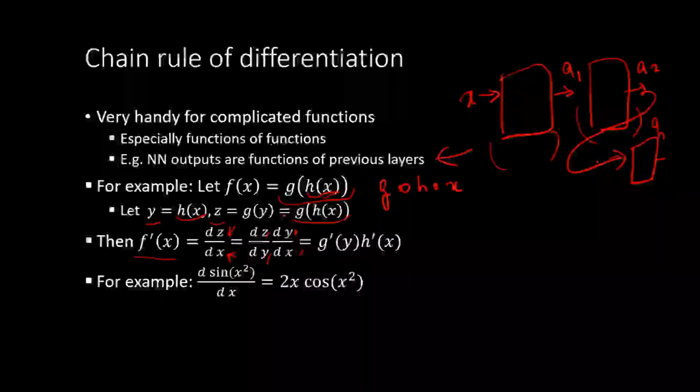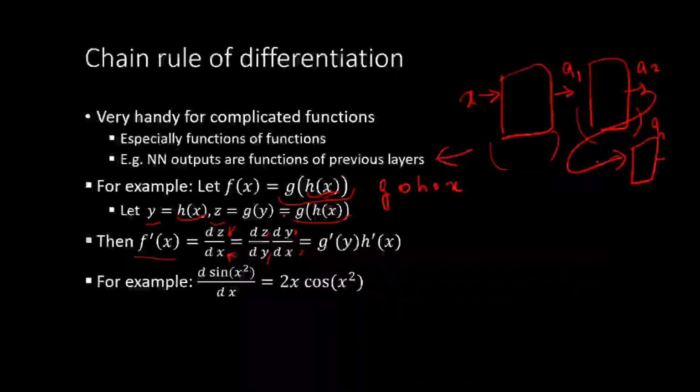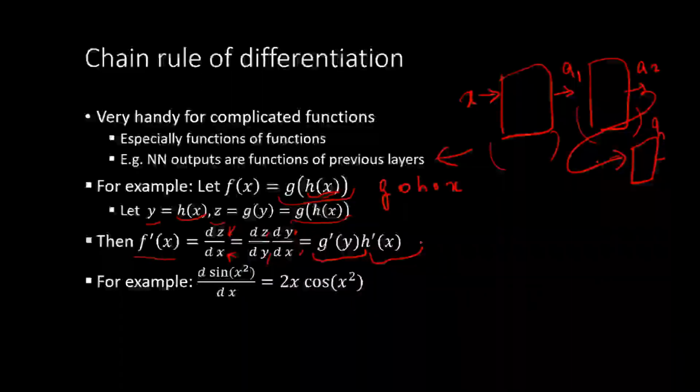So we have these individual derivatives, which may be simpler to compute, but when you multiply them together you can compute the derivative of a much more complicated function. We can simply write this as g dash of y times h dash of x, at the point where we are computing. So what is this y? y is the value of h of x at the given input x.